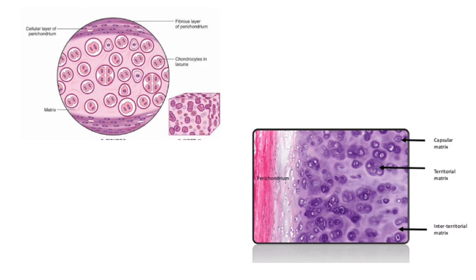Okay, so we said there is a capsular matrix and a territorial matrix. Now, why are they darkly stained? Because they are more basophilic, that is they contain a high content of proteoglycans, whereas the interterritorial matrix is an old matrix and it is less basophilic, so less content of proteoglycans. So, capsular and territorial matrix are darkly stained because they are newly formed matrix, with fewer fibers and more basophilic because of more content of proteoglycans.